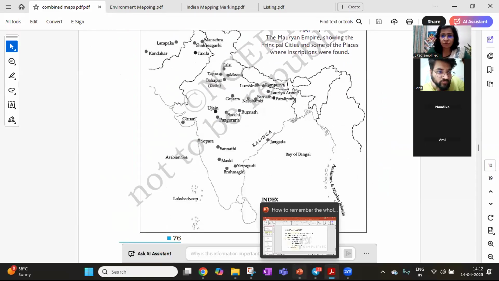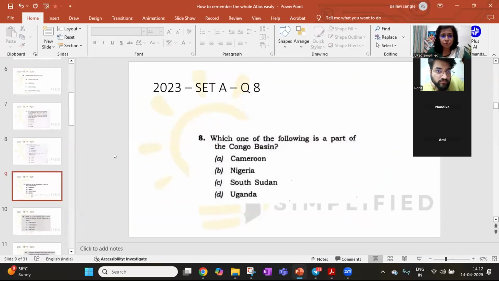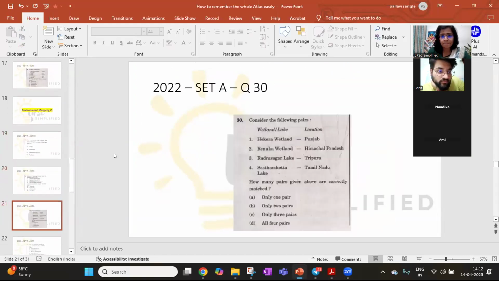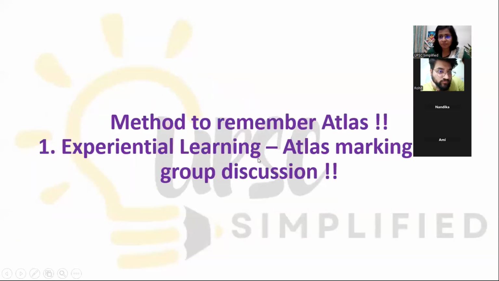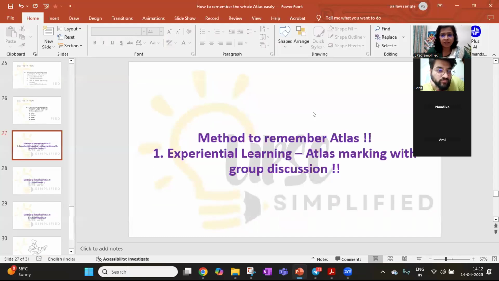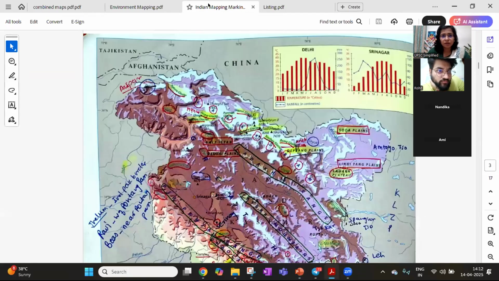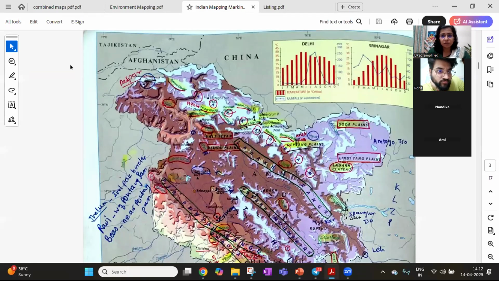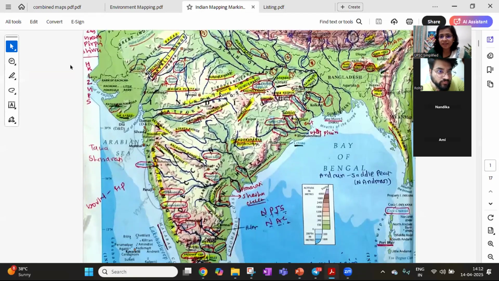Now the basic questions of atlas mapping. For atlas mapping, this is something which I used to do, experiential learning. I will make a group of 1 2 3 friends and do atlas marking. How? Like this. I am showing you the pages from my Indian atlas. Can you see this? All the important places I have marked.